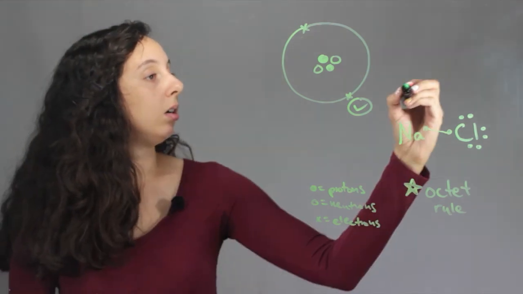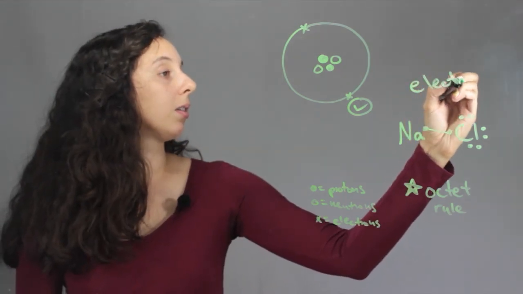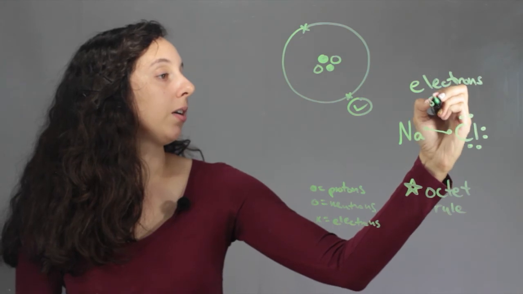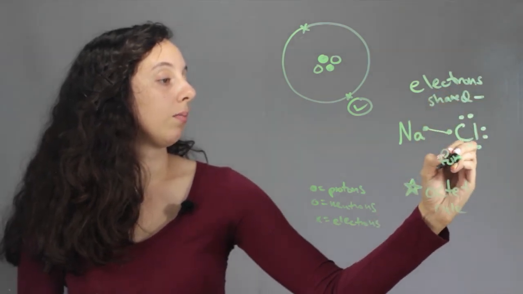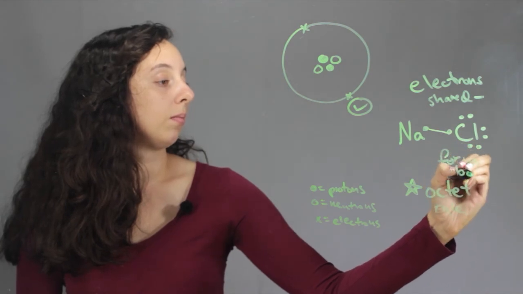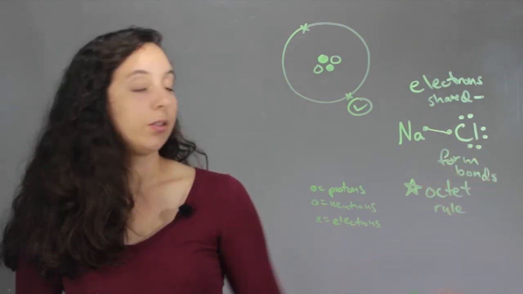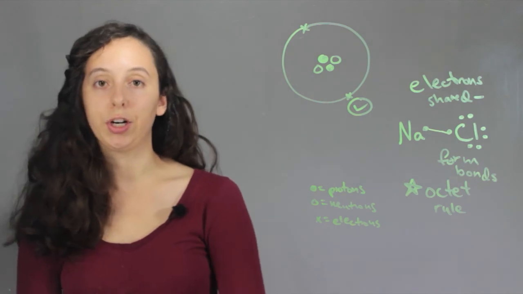And so these electrons are shared and they form bonds. So all bond formations are because of shared electrons.